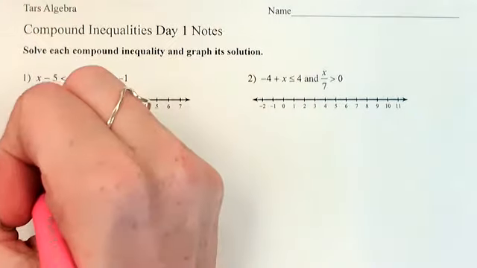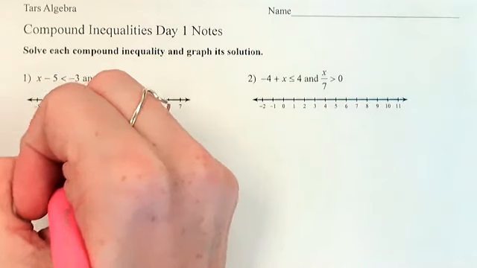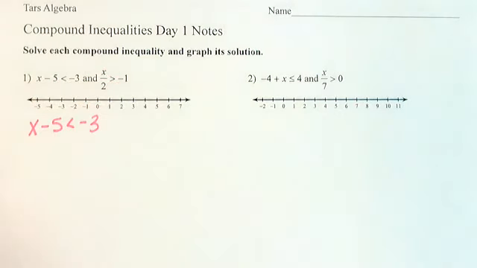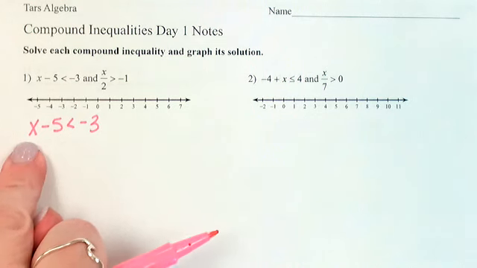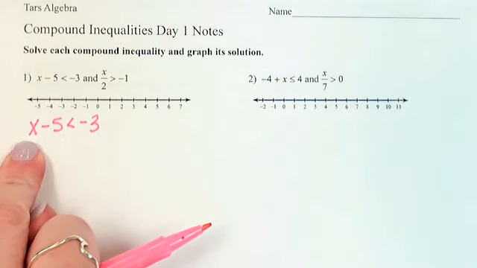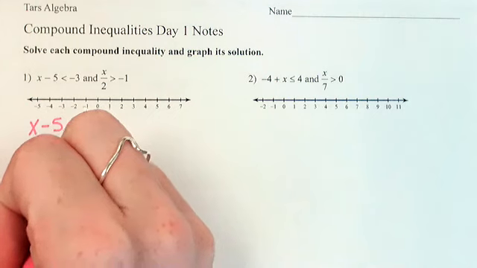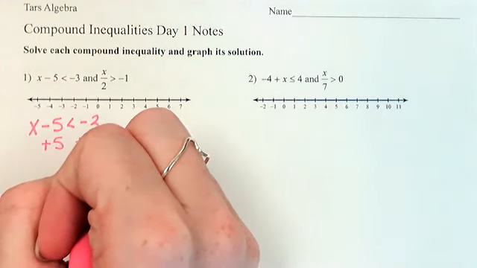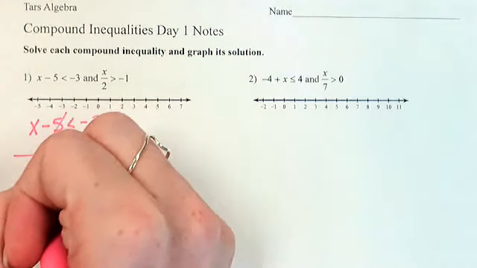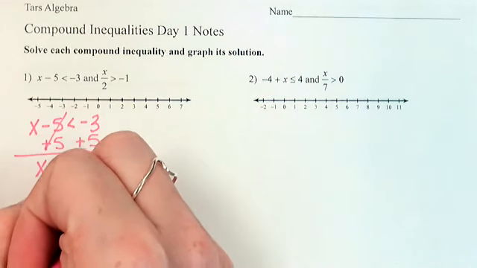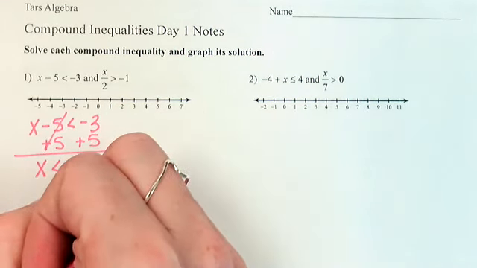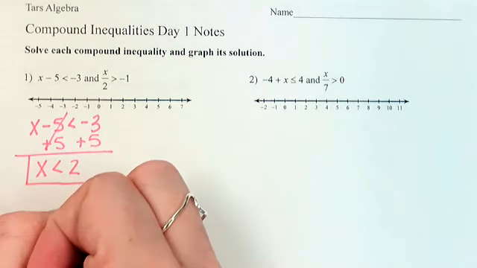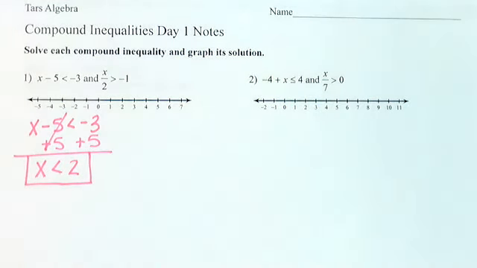So we have x minus 5 is less than negative 3. So this is our first one that we're going to solve. We need to get the x by itself. So we have to get rid of this minus 5. And so the opposite is plus 5. The 5's cancel. We bring down the x. Negative 3 plus 5 is 2. So the first half of this is x is less than 2. So we'll move on and we're going to solve the second one.